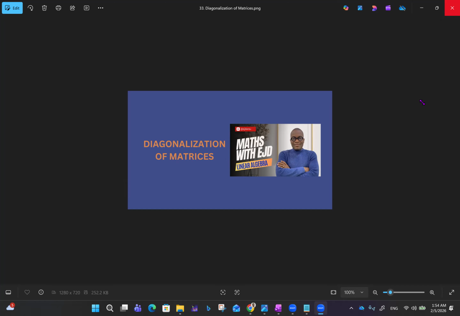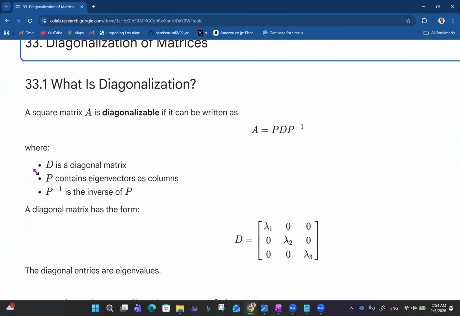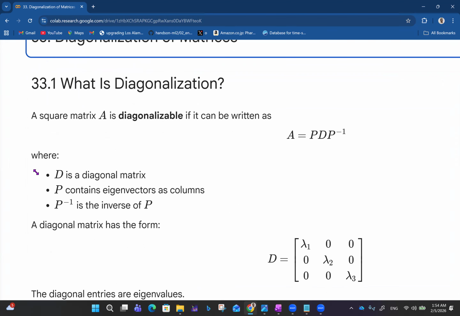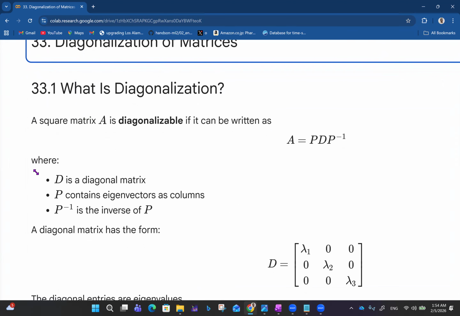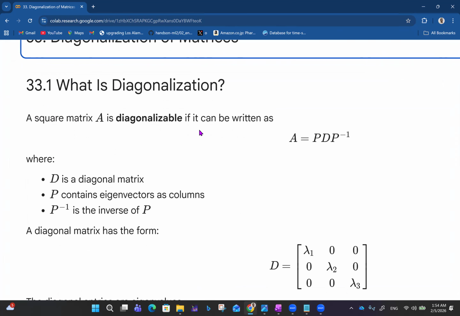Still on eigenvalues and eigenvectors, we now go to look at the idea of diagonalization of matrices. So, straight up, a square matrix A is diagonalizable if it can be written as A equals PDP inverse, where D is a diagonal matrix. Of course, this is what a diagonal matrix looks like: a matrix that has only non-zero elements on the principal diagonal.